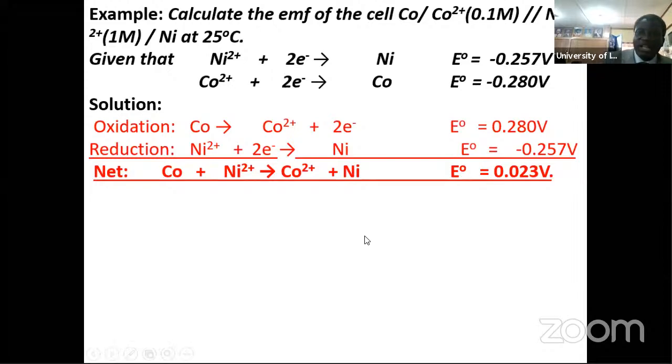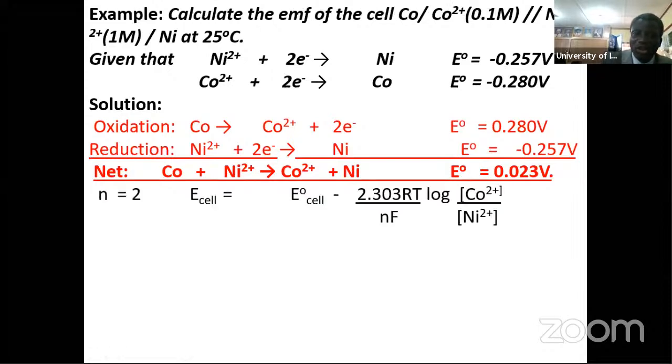So now you know your E naught cell. Now your n here is going to be what? You only have 2 electrons that will cancel. So n is going to be equal to 2, and therefore you substitute into this equation. That E cell will be equal to E naught cell minus 2.303 RT over nF log.